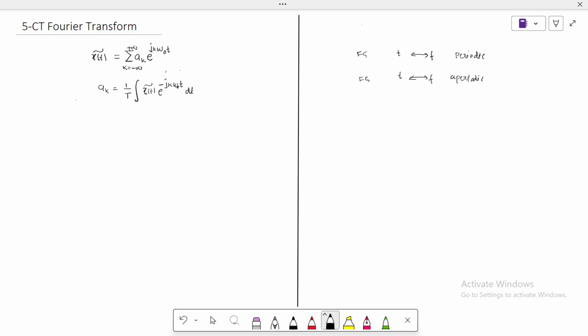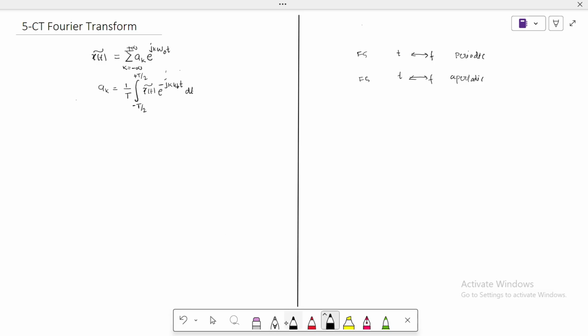So we should do the integration. We have taken the periodic signal, so we just have to do the integration within one time period. So the limits are minus T by 2 to plus T by 2. So that is the a_k. This is applicable for the periodic signal.